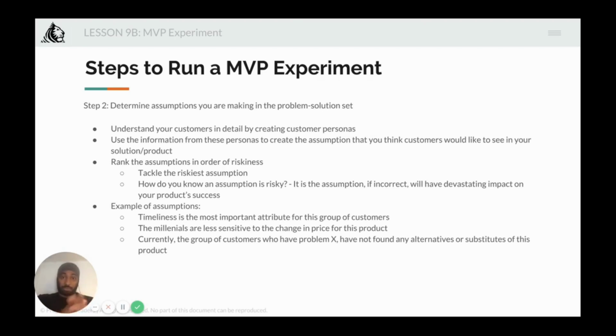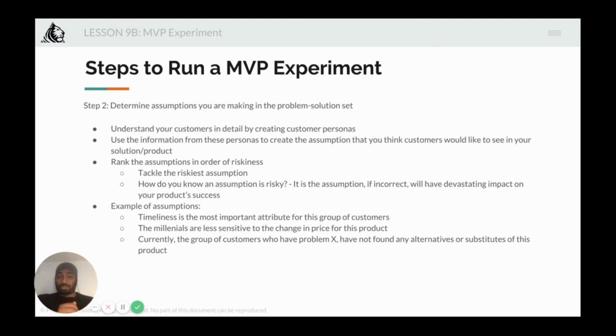Therefore, the user personas. As you can probably understand, there would be multiple assumptions, but you have to prioritize them. Begin by tackling the riskiest assumptions. Okay, this is my key takeaway from this unit, that you have to start by tackling the riskiest assumptions. Riskiest assumptions are those that, if proven wrong, can stand to have a devastating impact on the product success.